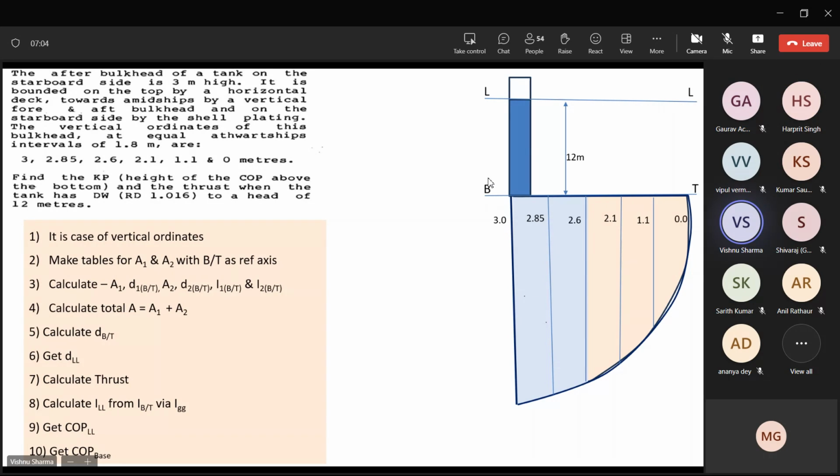So don't limit your horizon only to bulkhead, beta. Sir, understood. Is the doubt addressed now? Yes, sir. So, sir, this type of case will arise whenever there is a vertical ordinate, correct, sir? Yes. Okay, sir, understood. That was the only doubt. Thank you, sir. Any more doubts, guys?